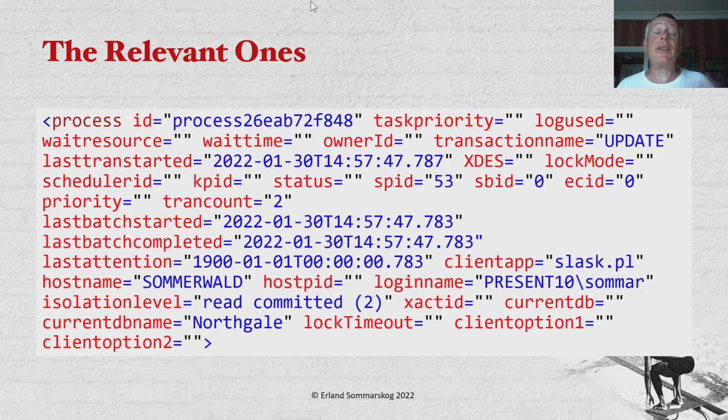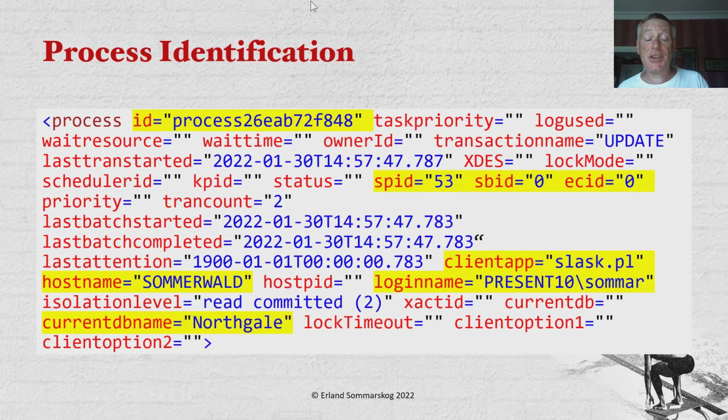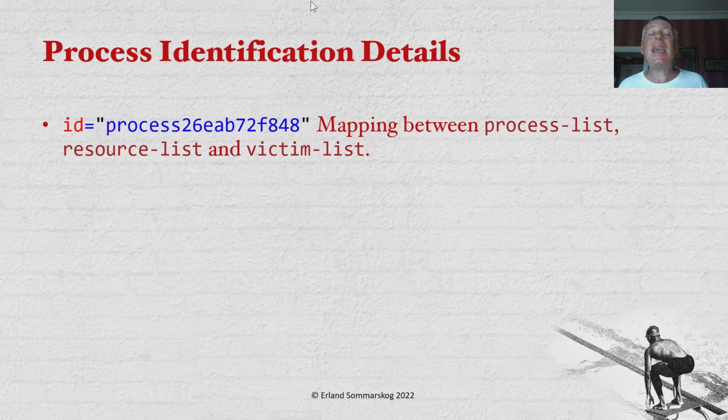I will start with the simple ones, the process identification. First of all, the ID. That attribute, as far as I can tell, I've not been able to find a use for outside the deadlock XML. Maybe there is, but I just haven't found a use for it. However, it serves as a mapping between the process list, resource list, and the victim list, particularly the first two.